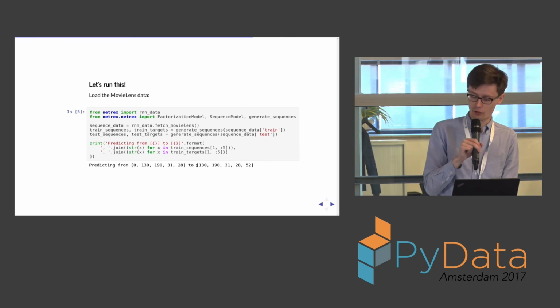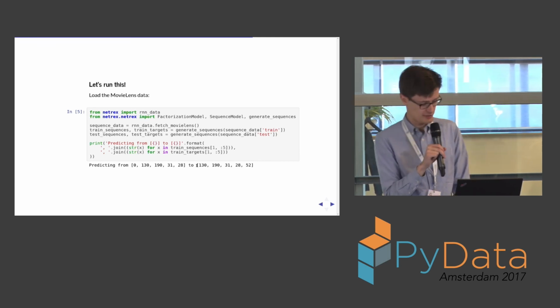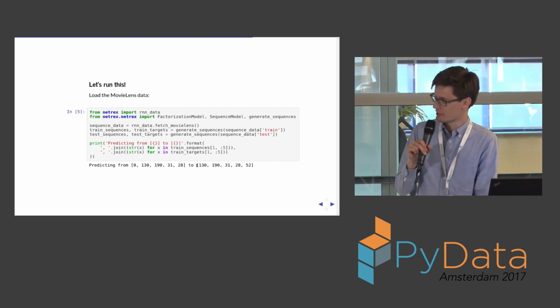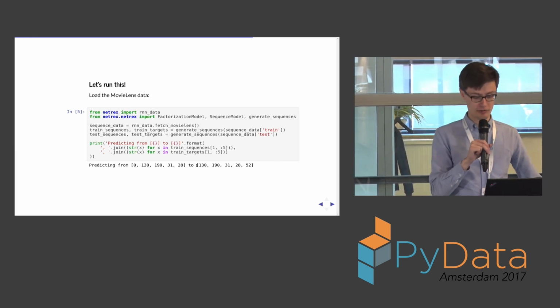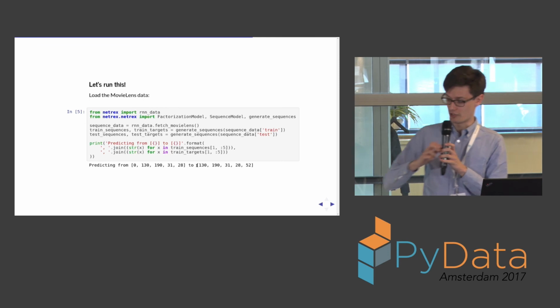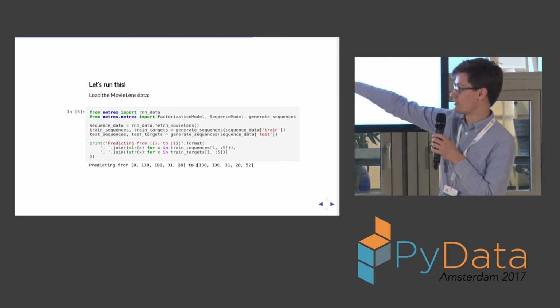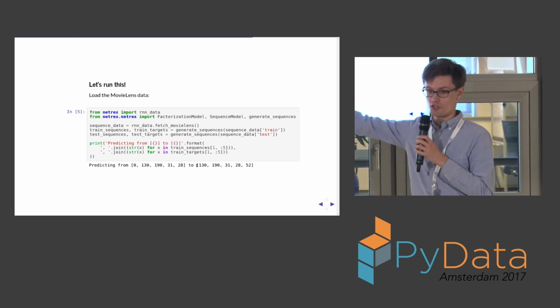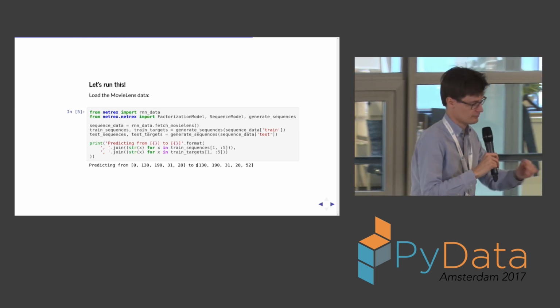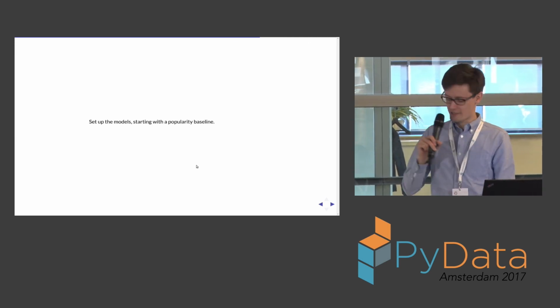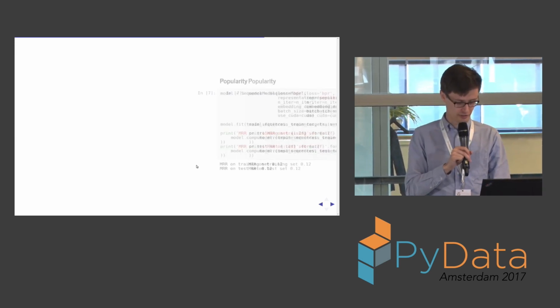Okay, so let's try this on the MovieLens dataset. We import the data in a slightly different format this time, so that we get the sequences. So this is what training rows look like. From this sequence, you're trying to predict this sequence. You'll note that it's just shifted by 1. And we'll start with the popularity baseline to know that we're actually doing anything.